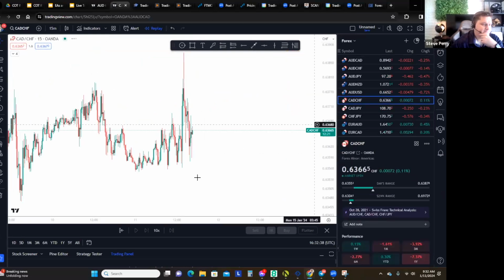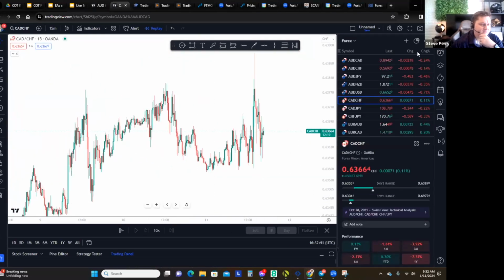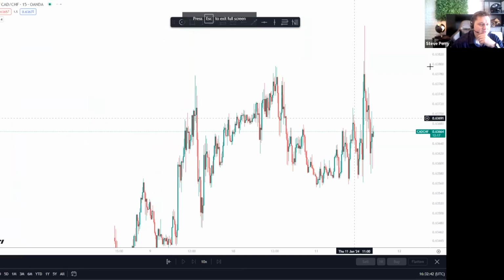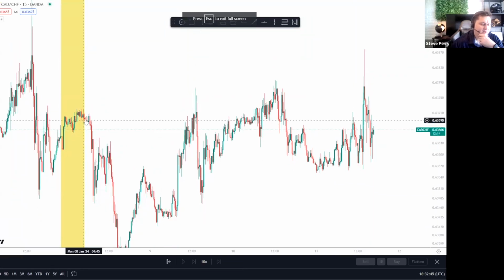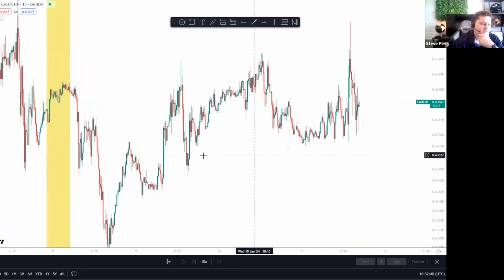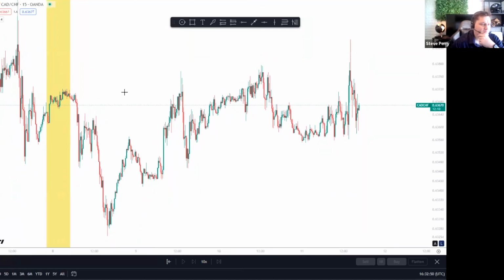It just really hasn't done anything. When you look at the chart here, that yellow area is the start of the week, and when you look at where it started the week, yes, it's gone different places during the week, but it's really just where it started.